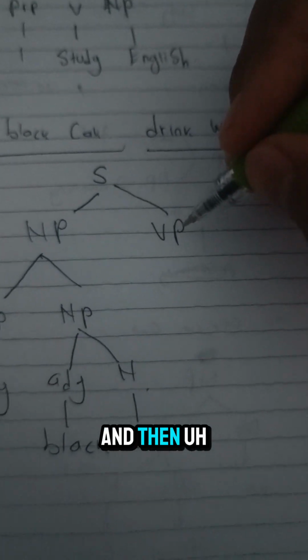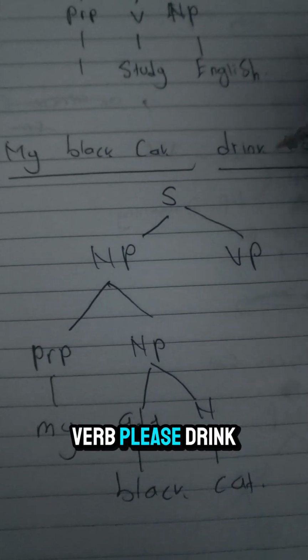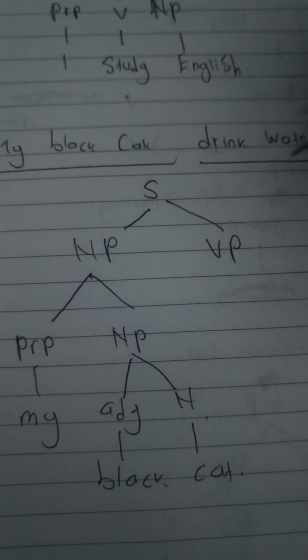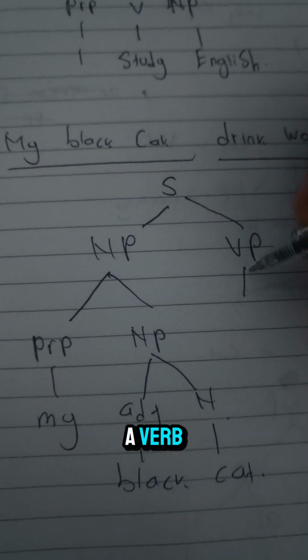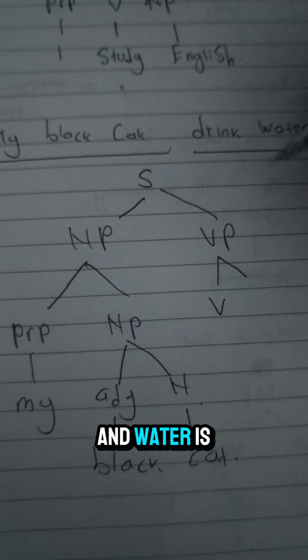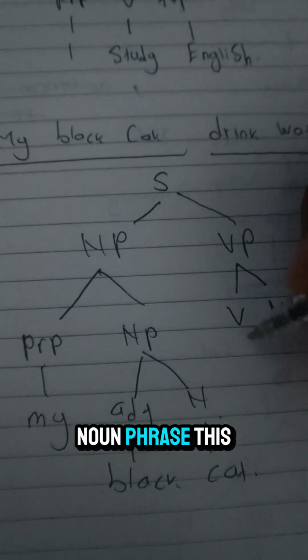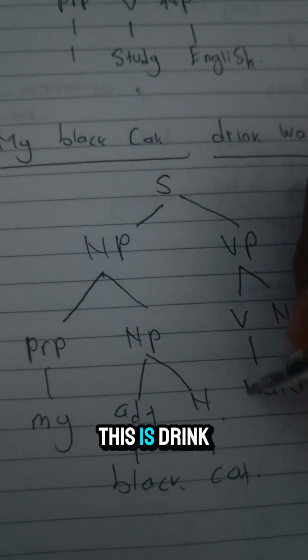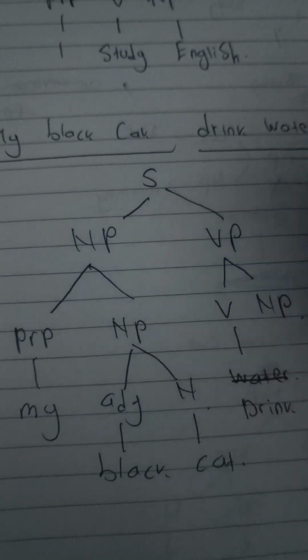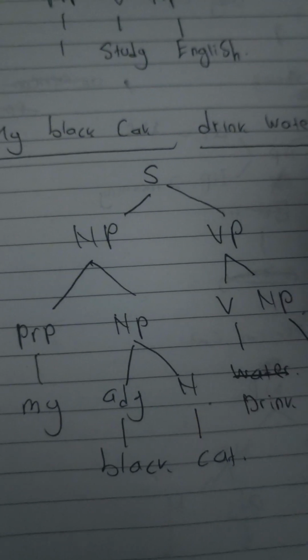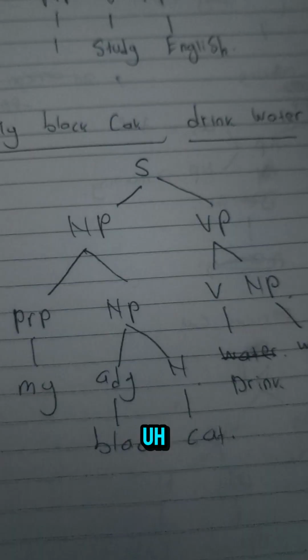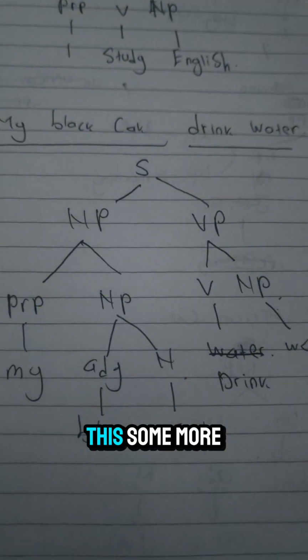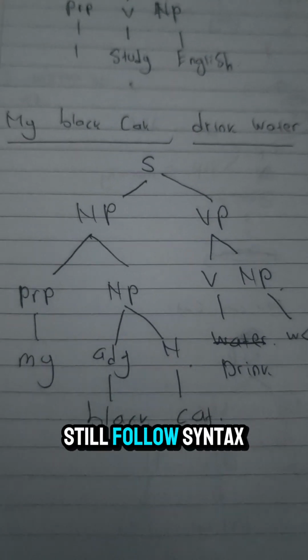And then verb phrase drink water. Drink is a verb and water is a noun phrase. This is water, this is drink. This shows a more complex structure but still follows syntax rules.